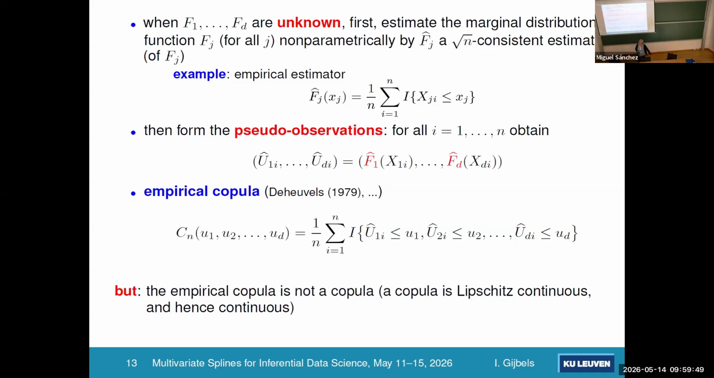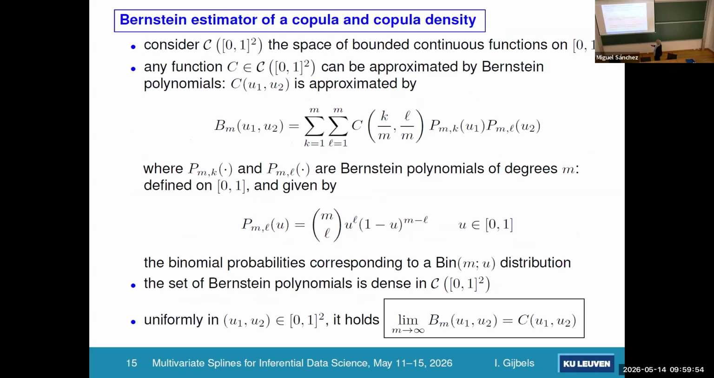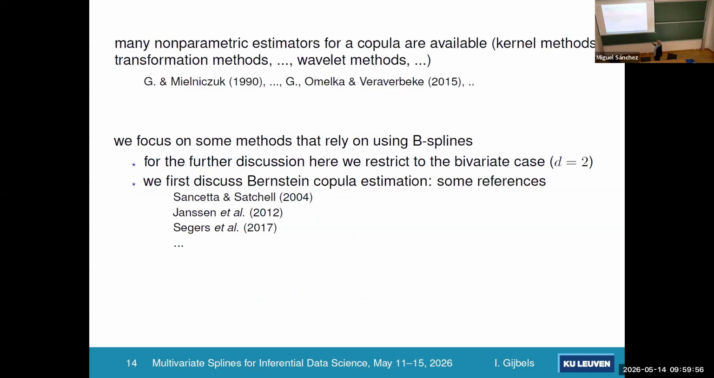And you can do a lot. You can do kernel methods, you can do transformation methods, you can do wavelet methods. I worked a lot on kernel methods. Some of my references are there. I didn't work on splines, by the way, but I thought it was good that you know how you can use splines and copulas, right? And I will start with how you can use B-splines in this fully non-parametric setting.